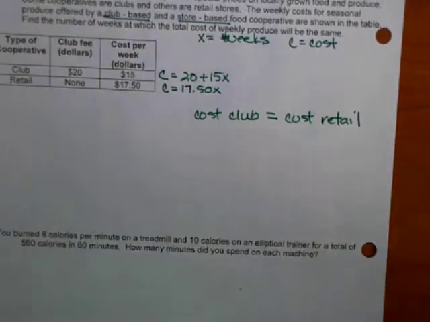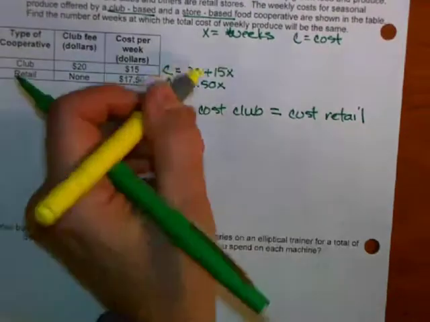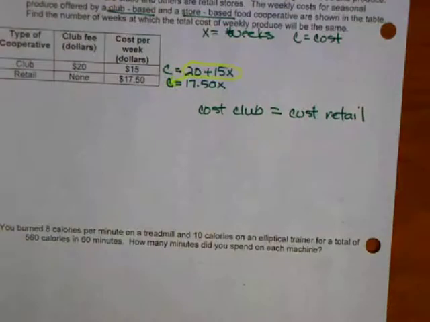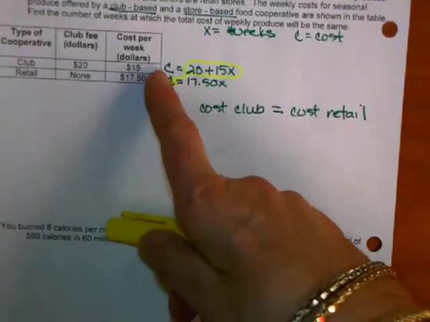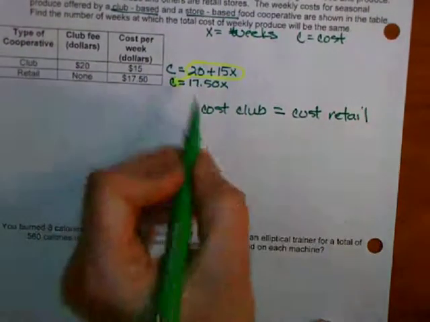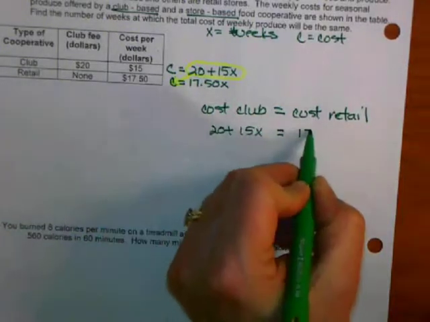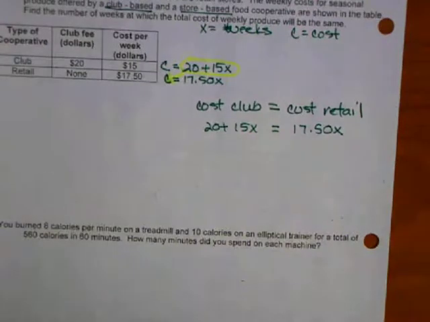Basically what I'm doing is I'm saying, okay, look, C is equal to this stuff right here, right? So I can substitute this stuff in here where C is, can't I? Correct? Basically what I'm saying is the cost of the club is 20 plus 15x. I want to know when it's equal to the cost of the retail. And now I just have x and I can solve it. I don't really need an ordered pair here because all they're asking me for is weeks.